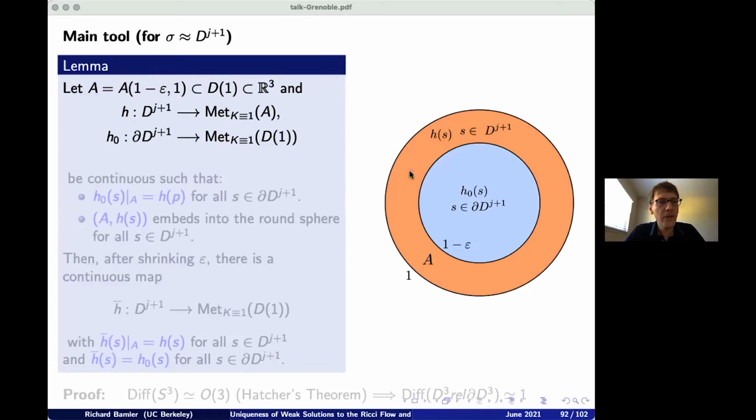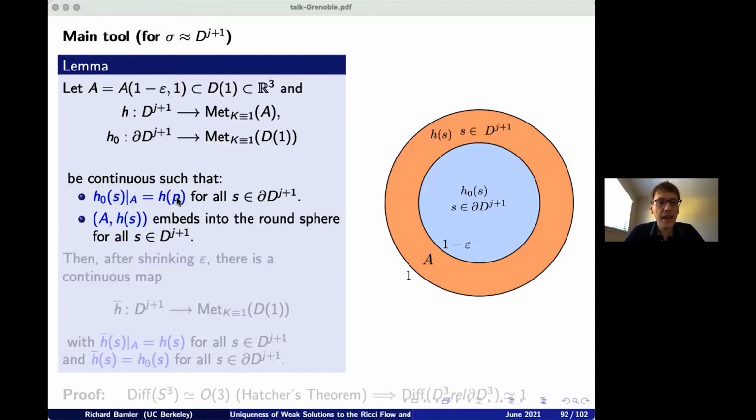On the boundary of the simplex, we've already done our extension. So in this case, we have a constant curvature metric on the entire disk. These are two continuous families of metrics, and we have the matching condition that if we restrict H naught to the annulus, then we get H. Sorry, this should be an S.